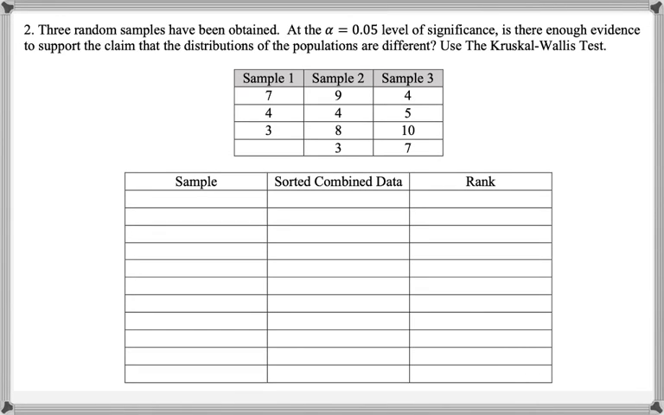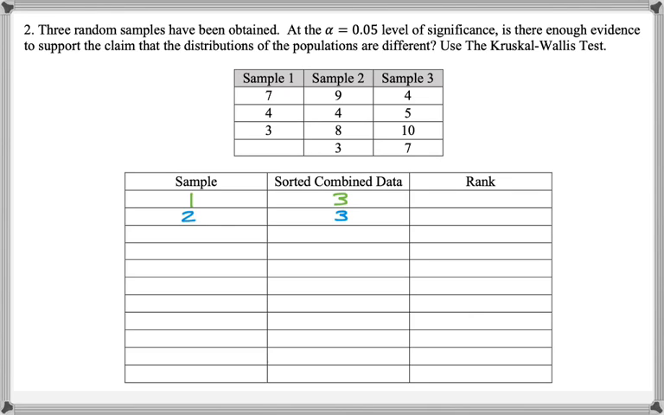Three random samples have been obtained. At the 0.05 level of significance, is there enough evidence to support the claim that the distributions of the populations are different? Use the Kruskal-Wallis test. So first, we have to combine and sort the data.